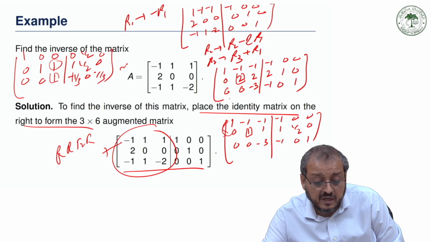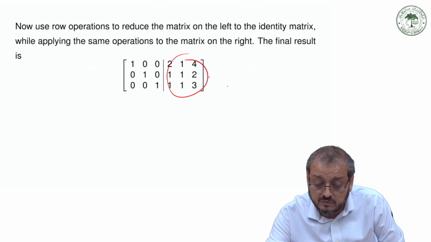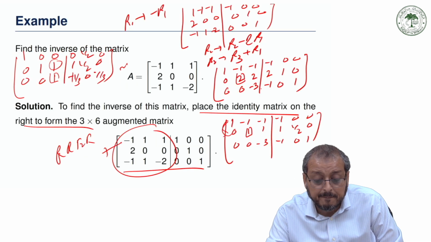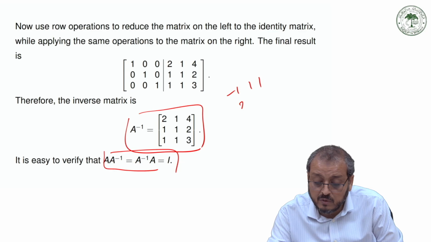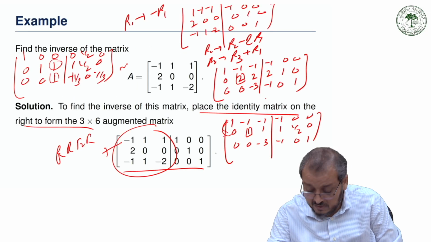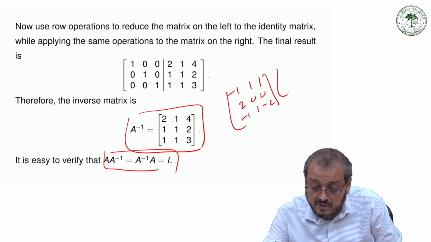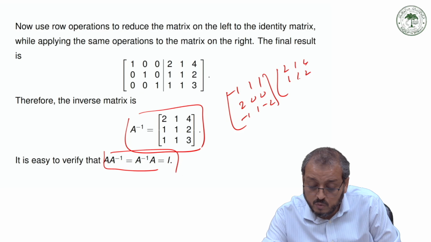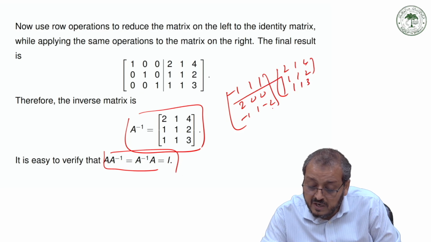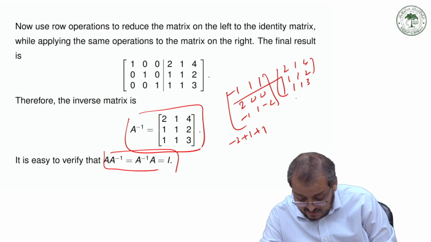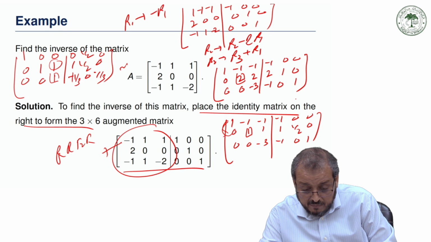You just check: A is equal to minus 1 1 1, 2 0 0, minus 1 1 minus 2, this is A, and then we have 2 1 4, 1 1 2, then 1 1 3. If you multiply by this, you have minus 2 plus 1, and then minus 2 plus 1 plus 1. Like this, I think there is a mistake somewhere. What is this? Okay, minus 1.